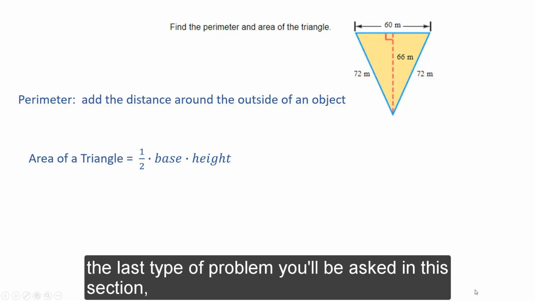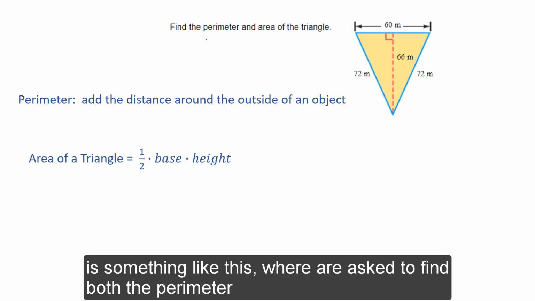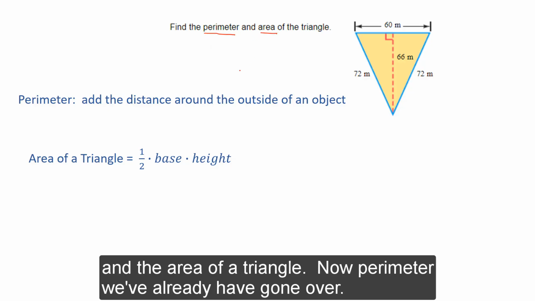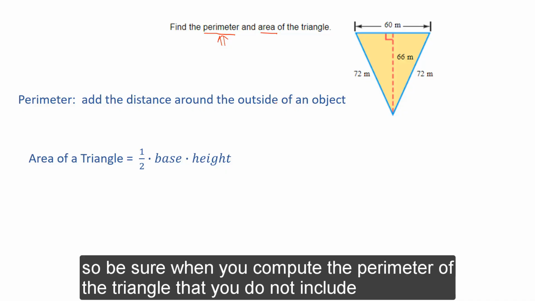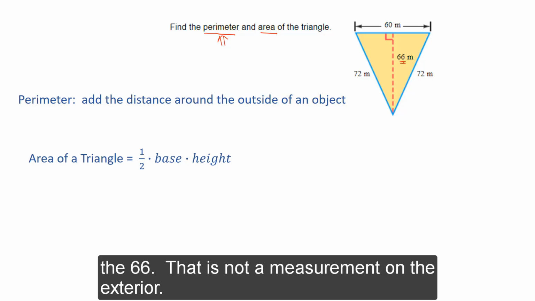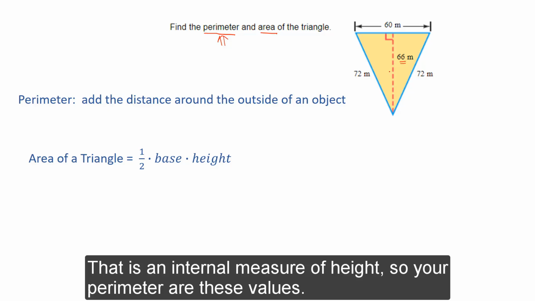The last type of problem you'll be asked in this section is something like this, where you'll be asked to find both the perimeter and the area of a triangle. Now, perimeter we already have gone over. Perimeter is the distance around the outside of the object. So be sure when you compute the perimeter of the triangle that you do not include this 66. That is not a measurement on the exterior, that is an internal measure of height. So your perimeter would be these values here.